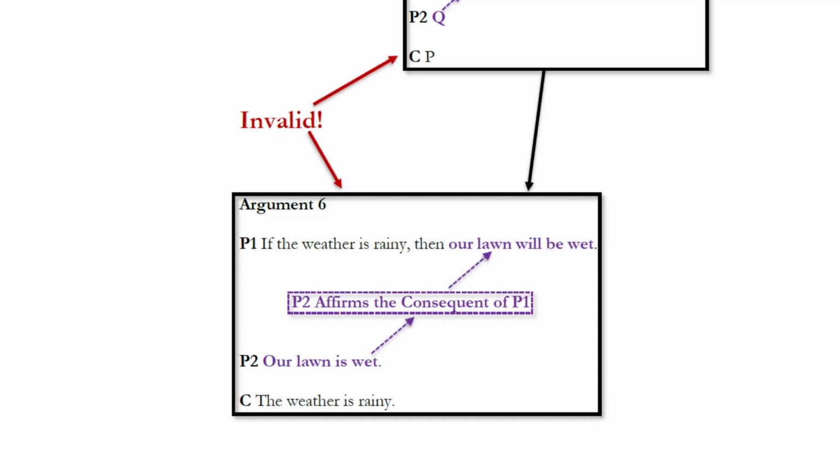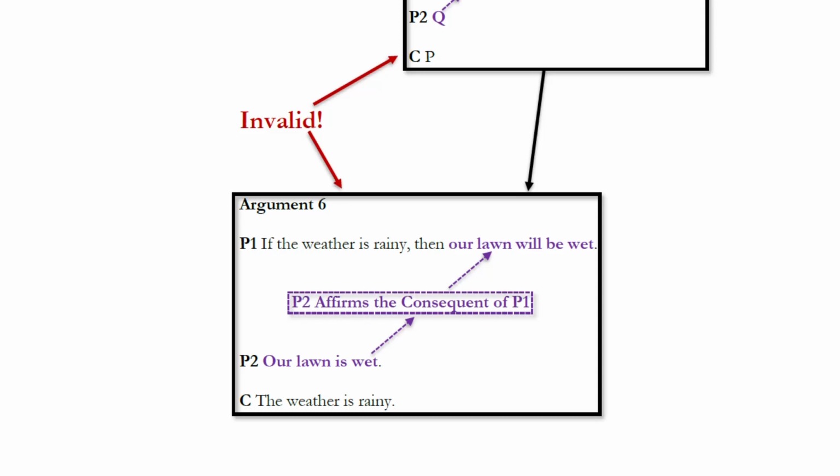Consider a second example. If the weather is rainy, then our lawn will be wet. Our lawn is wet, therefore the weather is rainy. Again, premise 1 establishes only that the lawn being wet is a necessary condition for the weather being rainy, but not that it is a sufficient condition.